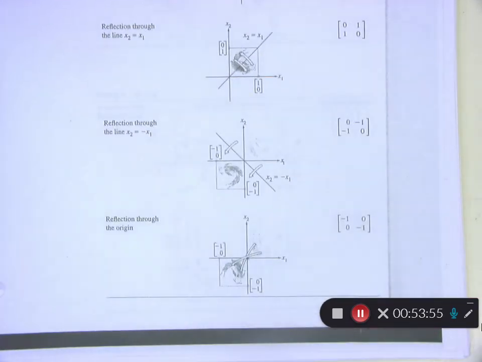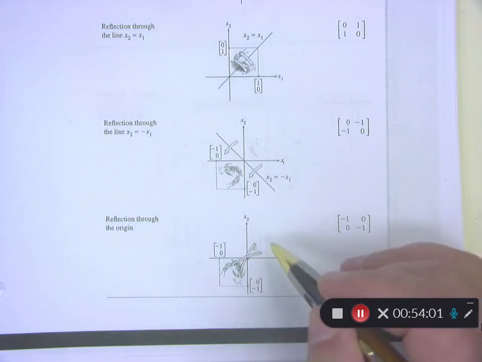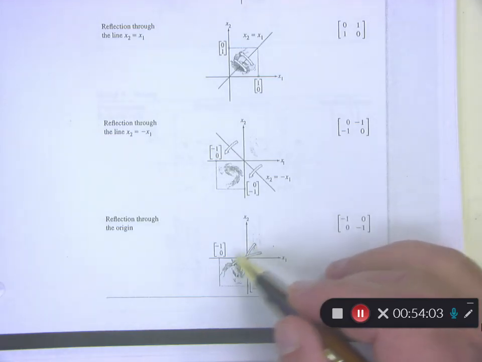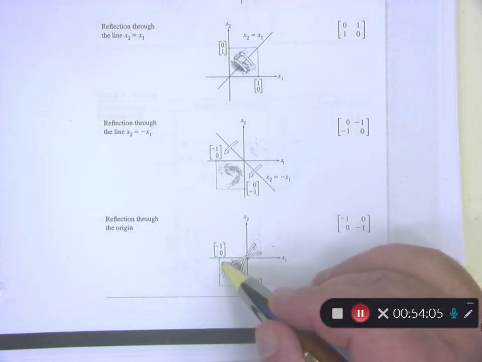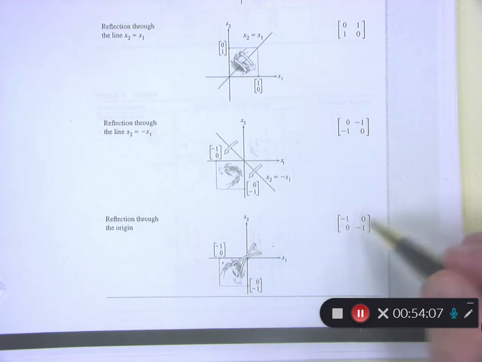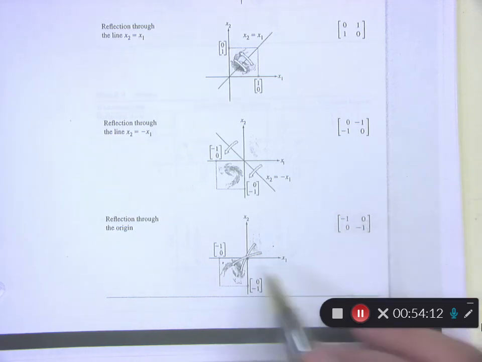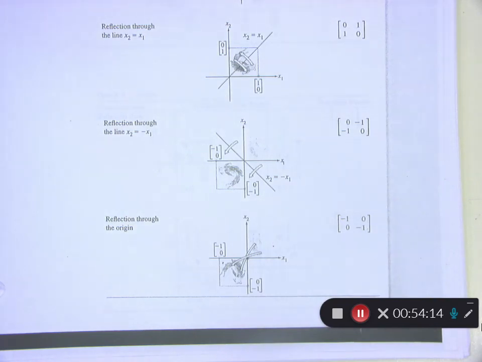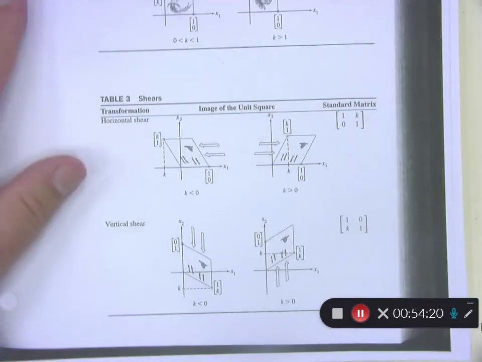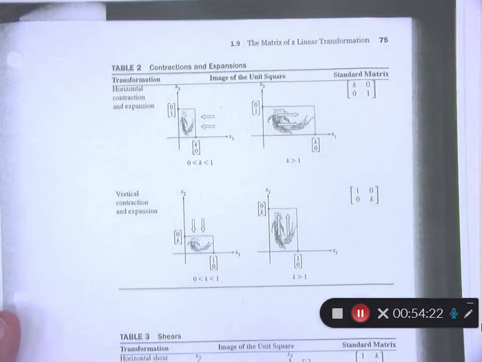The famous flipping it or reflecting it across the origin. Now, across the origin means you got a point over here. It's going to literally go across the origin and over here. And this is the matrix that does that. It's negative 1, 0, 0, negative 1. This reflects across the origin. If you remember, reflecting across the origin is like the odd function aspect from your college algebra days. Keep on going. I got more of these for you guys.